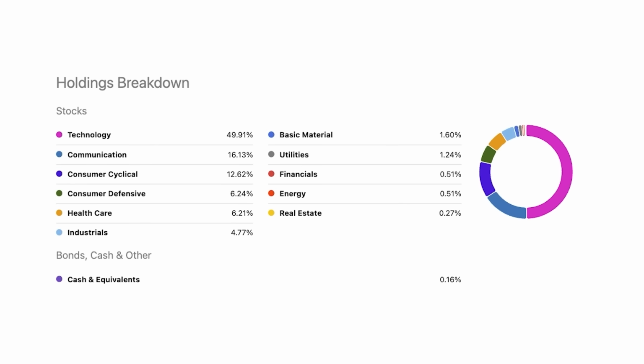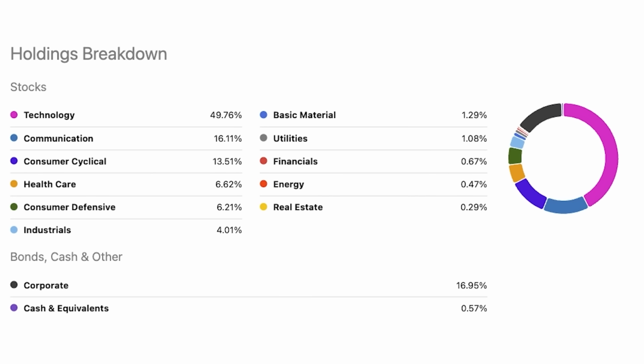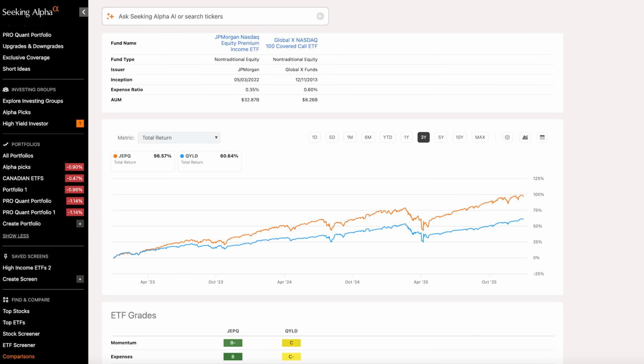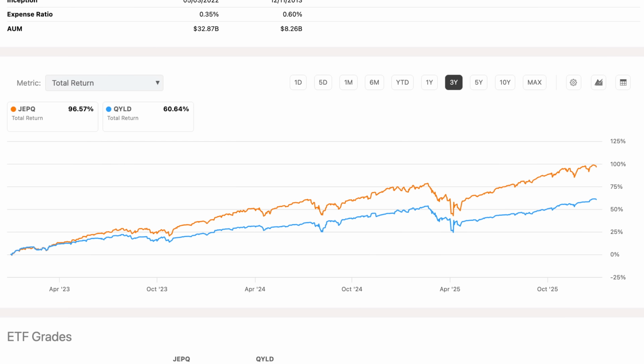And in this video, I'm going to be comparing two very popular covered call ETFs that have almost identical holdings but differ in one single aspect of their strategies. And this small difference reveals which one is the better long-term dividend investment. This chart right here represents the total returns of QYLD and JEPQ. And these are two ETFs that sell calls against the NASDAQ 100.